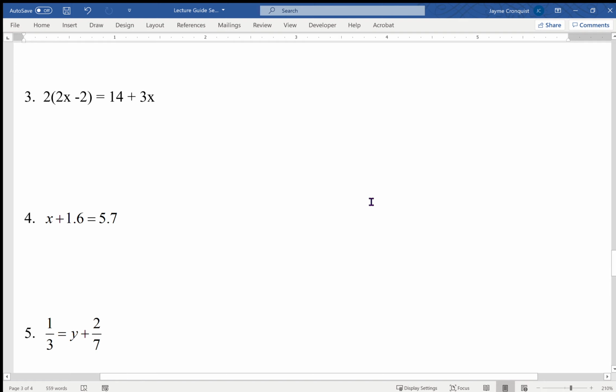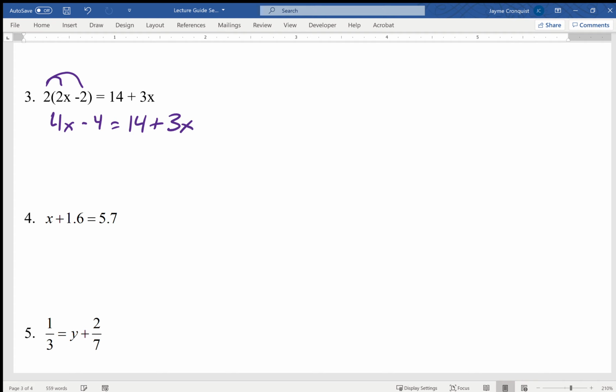All right, first I have to do the distribution. PEMDAS, we have to do our groupings of the parentheses. So I have 4x minus 4 equals 14 plus 3x. Well, I'm going to move the 3x so that it's a positive value. It's minus 3x. So I'm left with x. And then I'm going to move the 4, and I have 18. There we go.